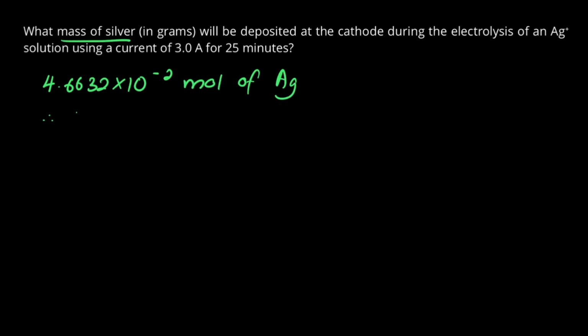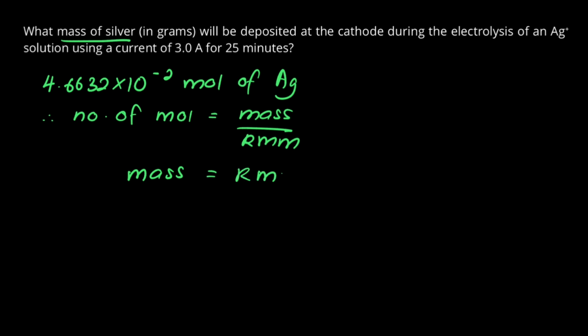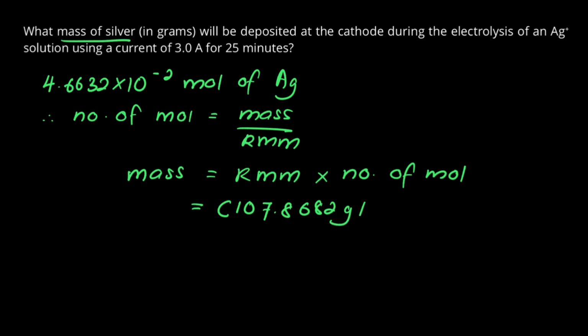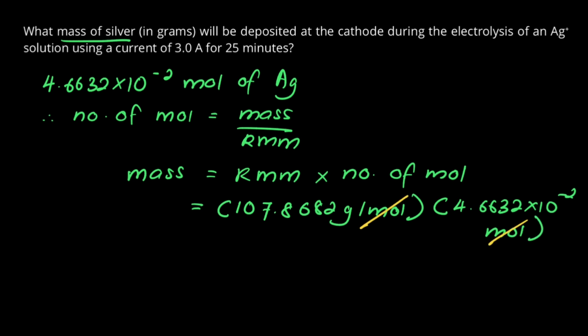So the number of mole is equivalent to mass over relative molar mass. So you will find your mass is equivalent to the relative molar mass times the number of mole. So the atomic mass for silver is 107.8682 gram per mole. And here the number of mole is 4.6632 times 10 to the power of negative 2 mole. So basically this one shall be slashed out. So you will get the mass is equivalent to 5.0301 gram. So this is the final answer for this question.